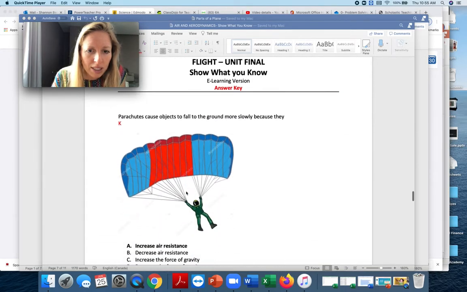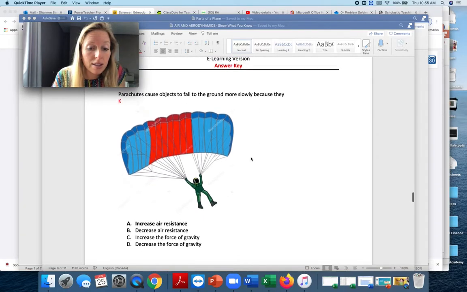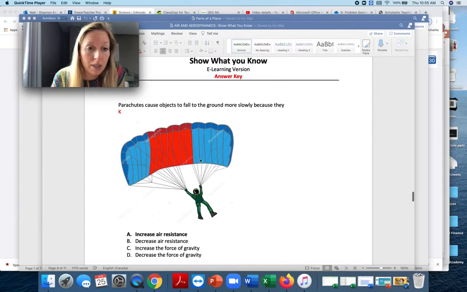All right, now this next part is about flight. Parachutes cause objects to fall to the ground more slowly because, yes, they increase air resistance. They're increasing drag. Air resistance and drag are synonyms. So that's true.